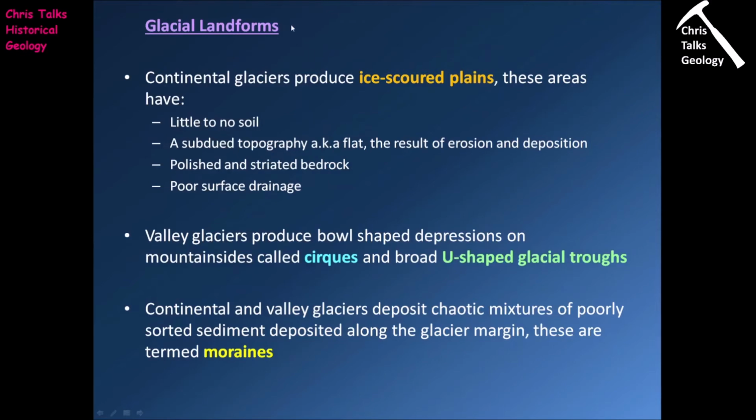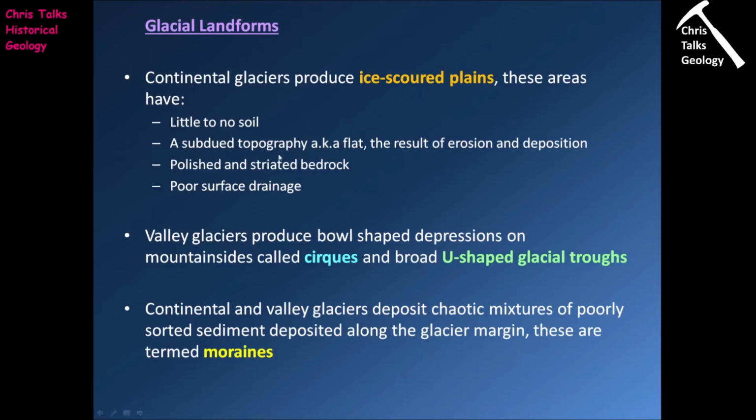Okay, so let's start with some glacial landforms. So continental glaciers will produce things which we refer to as ice-scoured plains. And ice-scoured plains have little to no soil. They have a subdued topography, so essentially they're flat, and this is the result of the erosion of topography by glaciers and the deposition of sediment. So if we have any topography, it can be eroded away by the movement of the ice, and if we have topographic lows, they'll typically fill up with glacial sediments, and so this will produce a relatively flat topography.